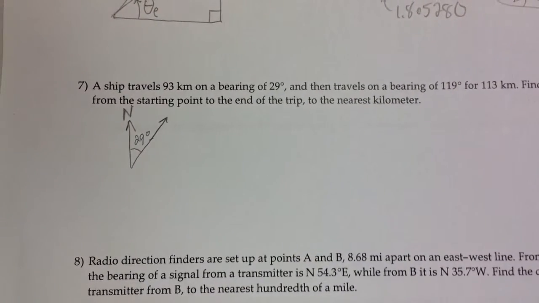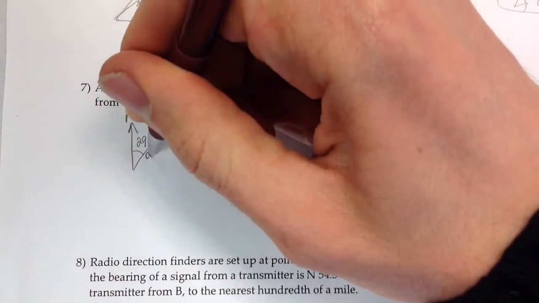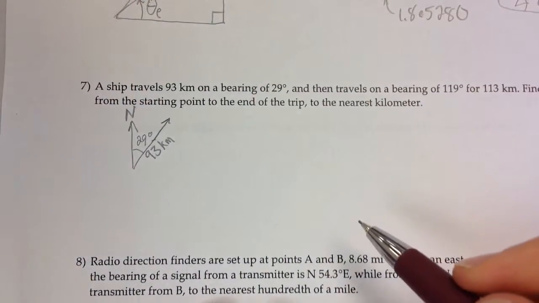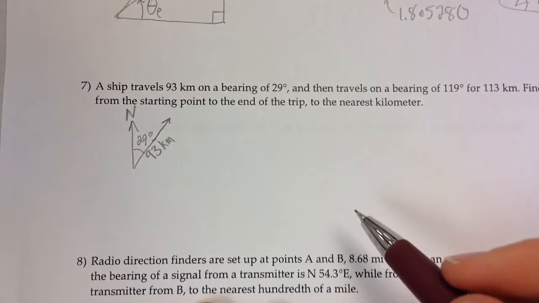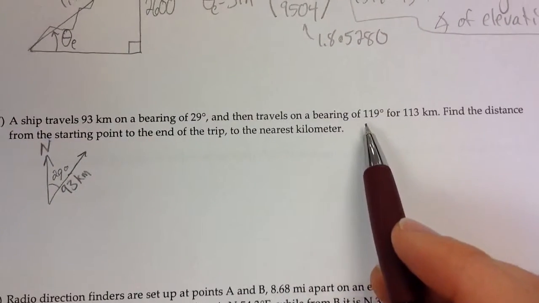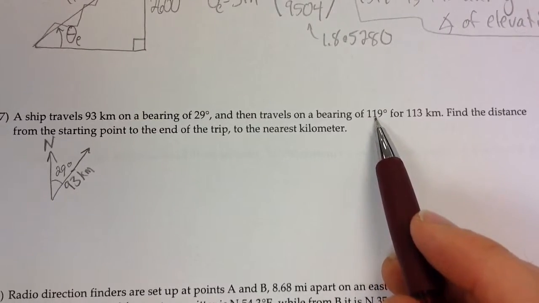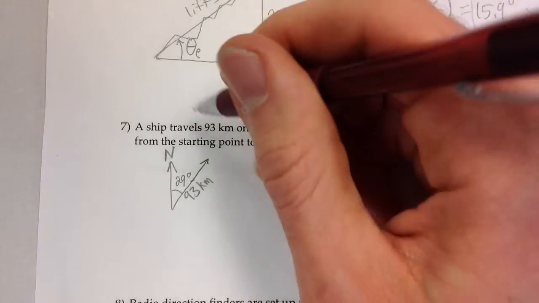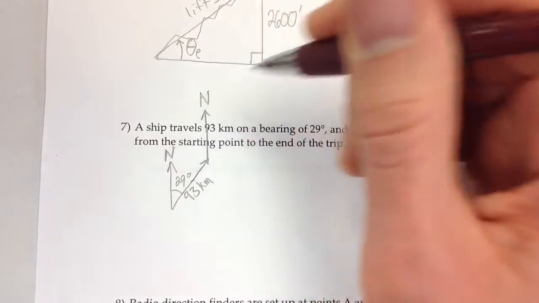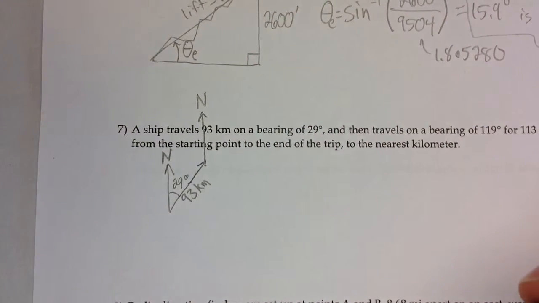And we have traveled 93 kilometers. So that is the length of that side. Next, after that 93 kilometers, we change direction. We go on a heading of 119. So again, a north arrow, and 119 degrees from that.